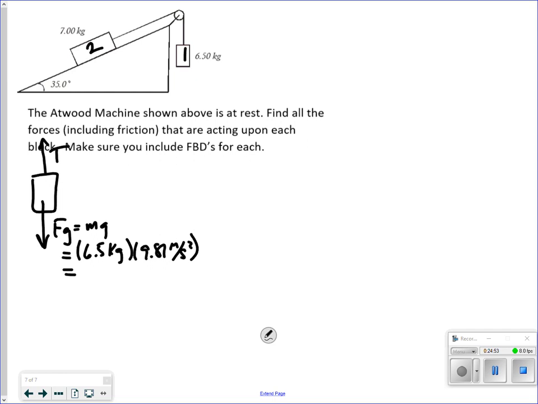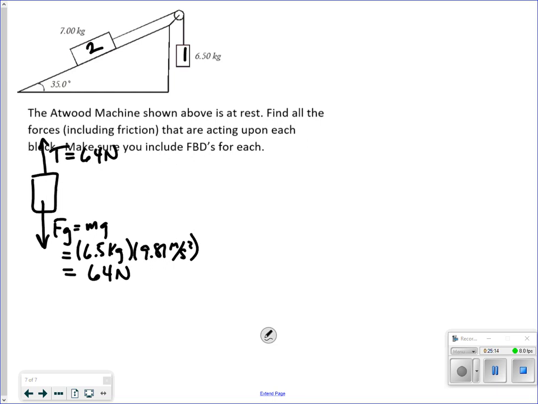Okay, so 6.5 times 9.81 is approximately 64 newtons. All right, that makes tension 64 newtons because up equals down. All right, now let's do the free body diagram for the triangle. That's the part that's going to be a little bit trickier.